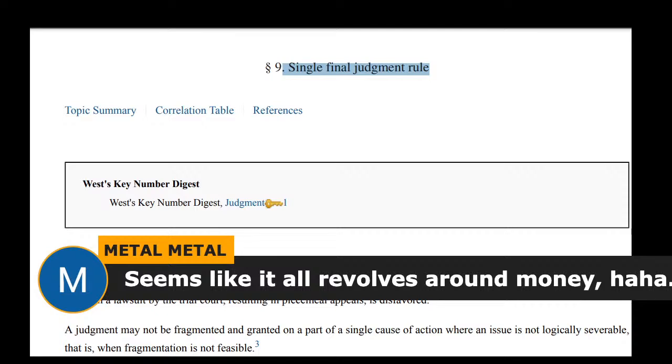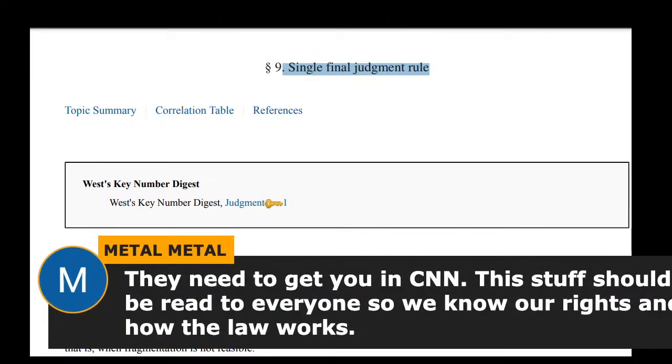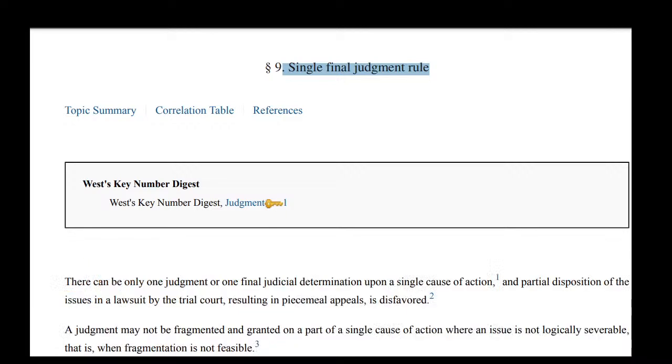The courts do revolve around money, in the bench, in the bank, and all that. So yeah, that's what it's all going around. Because you see it, and this stuff should be read to everyone. Wouldn't it be nice if I had had this stuff in school? You could really be teaching this stuff to elementary school students to know basic principles, things like a single final judgment rule. How hard could this be?